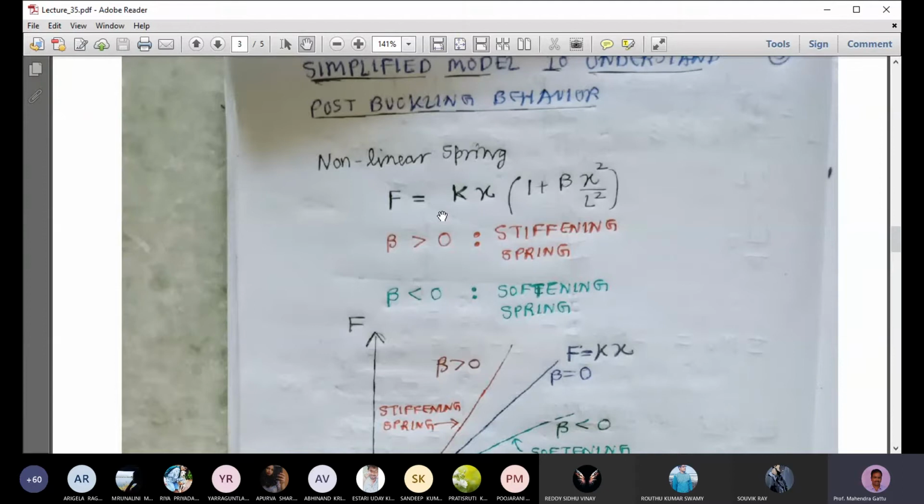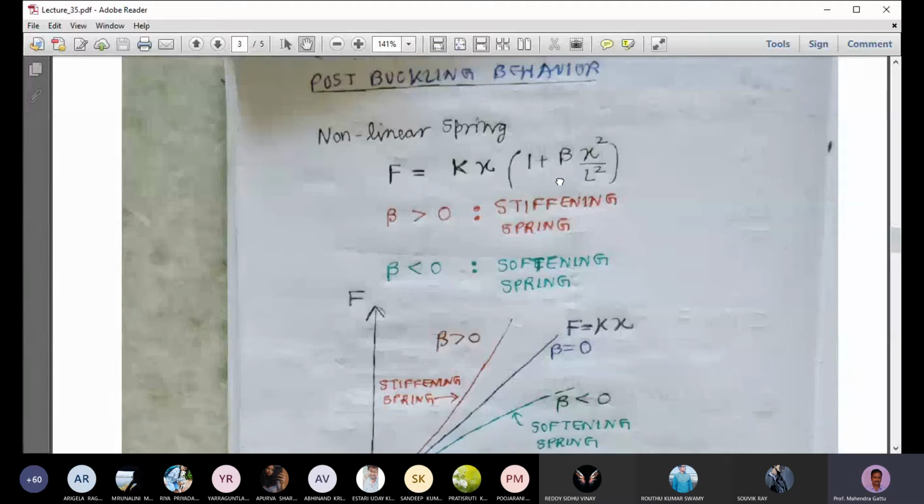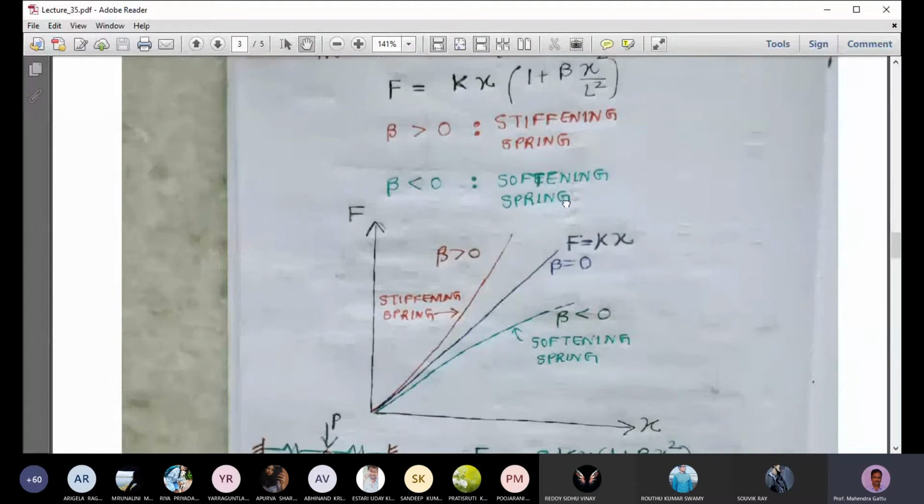We can use a function like this: F equals kx times (1 plus beta x squared by L squared). If beta is 0, then you get F equals kx, and that is the normal spring analysis. But if beta is greater than 0 or less than 0, we will have a spring constant which depends on the displacement, the elongation or contraction of the spring. So this is a non-linear function, and we can plot F equals kx (1 plus beta x squared by L squared) in this graph, with force on the y axis.